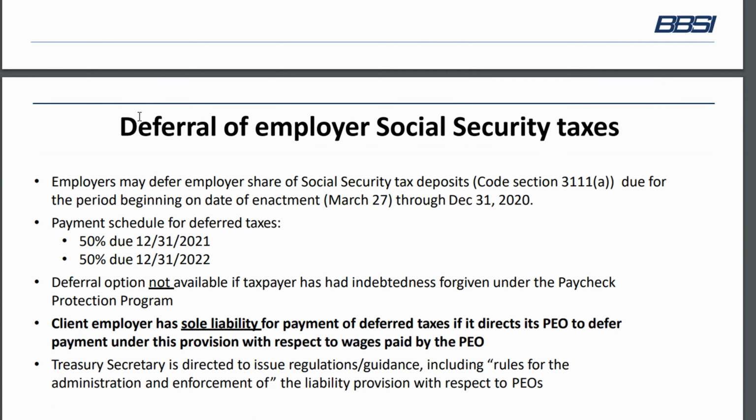So deferral of employer Social Security taxes. Employers may defer employer share of Social Security tax deposits due for the period beginning on the date of enactment, March 27th through December 31st, 2020. The payment schedule for the deferred taxes is 50% due on 12/31/2021 and 50% due on 12/31/2022. The deferral option is not available if the taxpayer has had indebtedness forgiven under the Paycheck Protection Program. Again, you can only apply for one or the other.